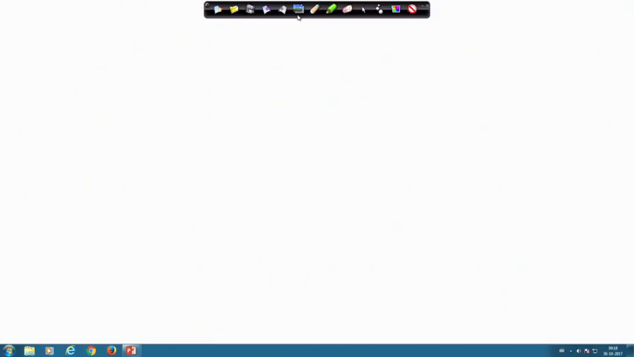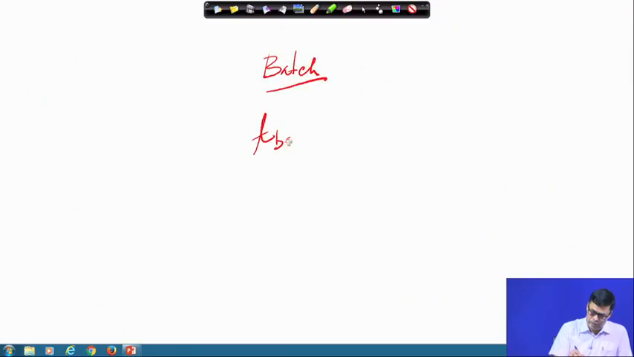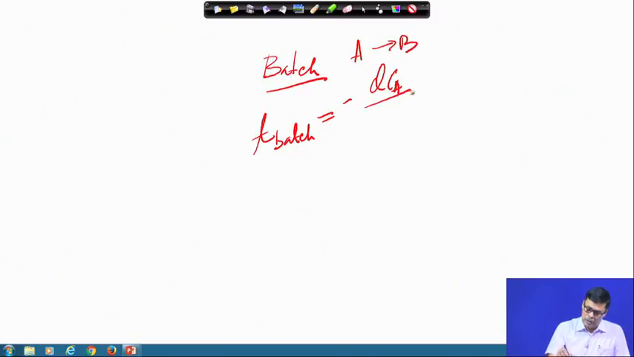show you something, so that it can help you in understanding the process. Now, I told you, when you talk about the batch process, the t batch, I told you this is equal to what? This is equal to minus dCA, suppose the reaction is A to B, divided by minus rA. So, this is like this. Now, this is CA0 and this is CA.